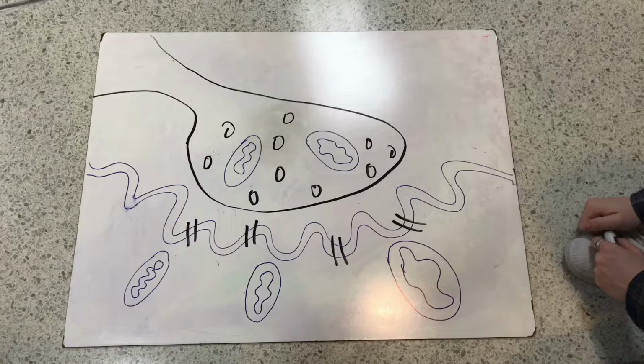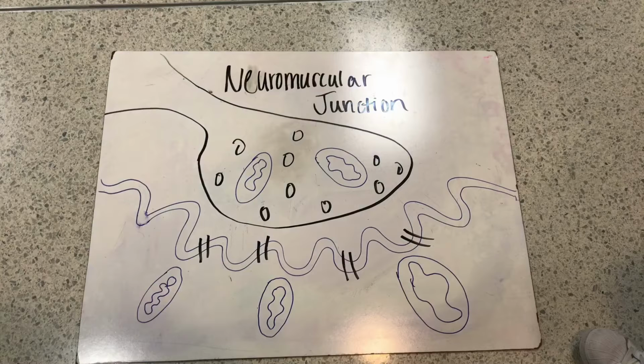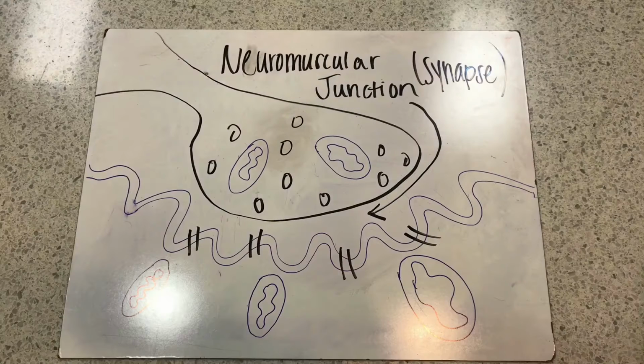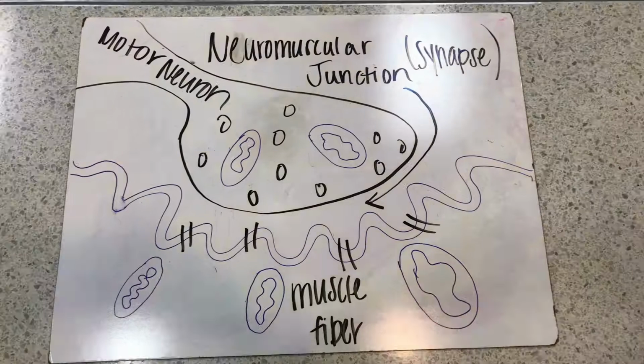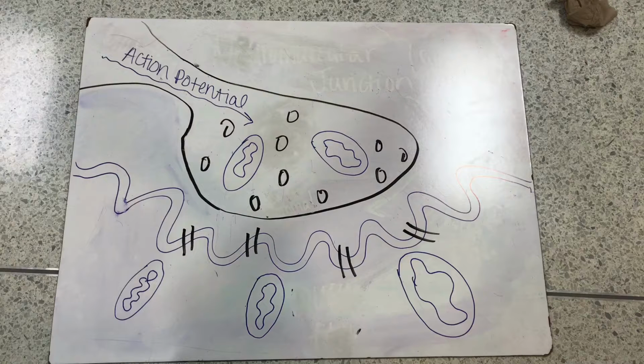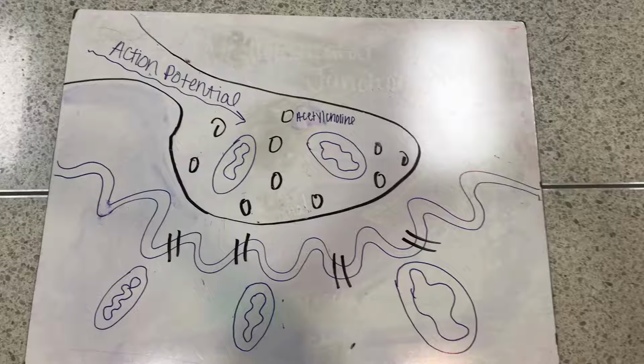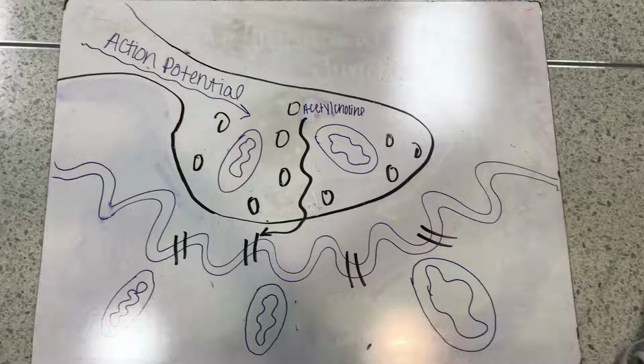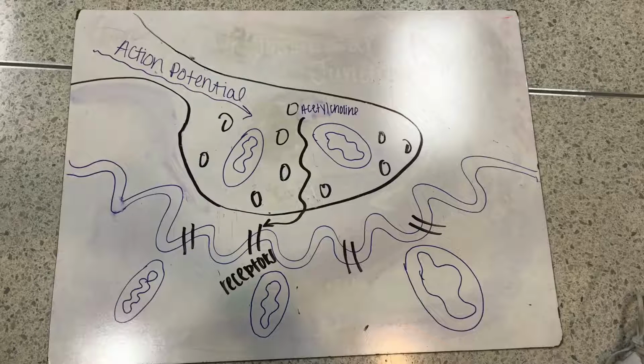Looking at the neuromuscular junction, which is the synaptic cleft between the muscle fiber and the motor neuron, once an action potential runs down the motor neuron, the axon terminal releases acetylcholine, which is a neurotransmitter, into the neuromuscular junction, signaling the muscle to contract.